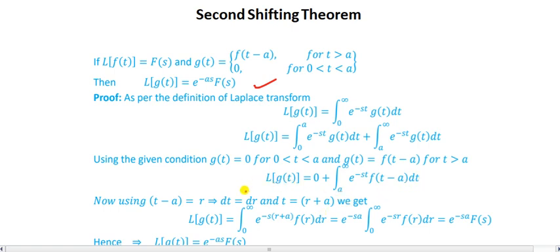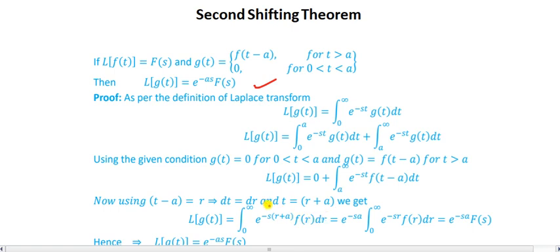Now let's suppose that t minus a is equal to r. Then by differentiation, dt is equal to dr, because a is constant. And from t minus a equal to r, we get t equal to r plus a. This converts the integral from t to r.